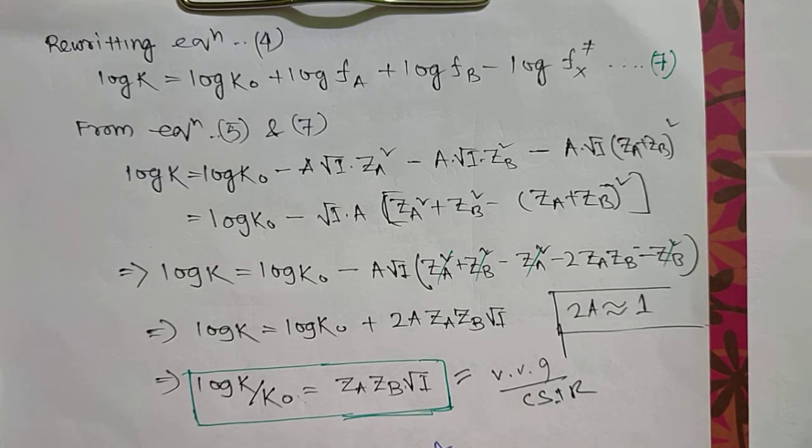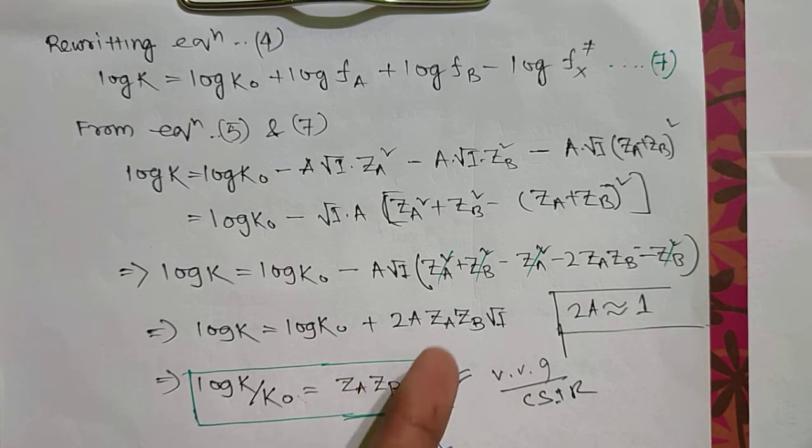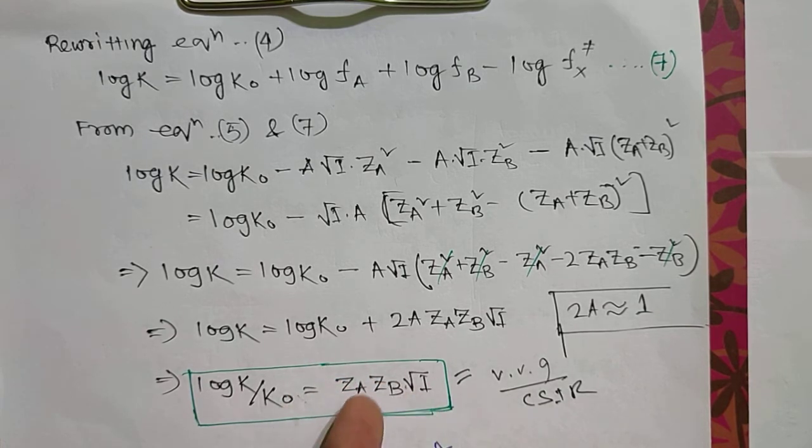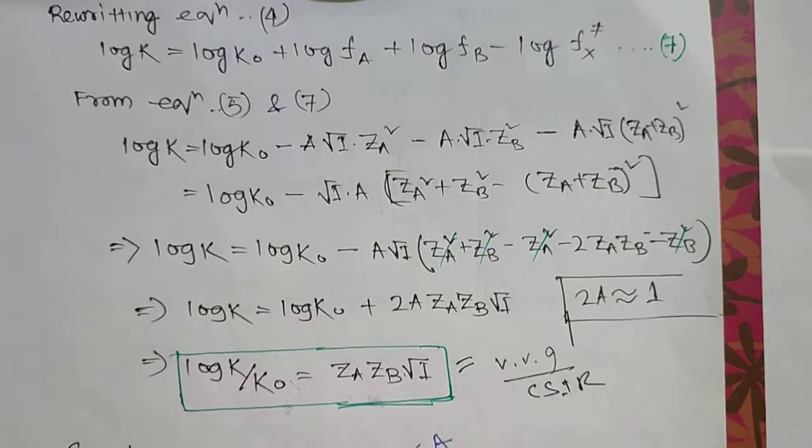When the charges are the same, either positive or negative. And if this is negative, in that case it will be inversely proportional. That means if za is positive and zb is negative, opposite sides, in that case with the increase in the ionic strength, the rate constant will decrease.